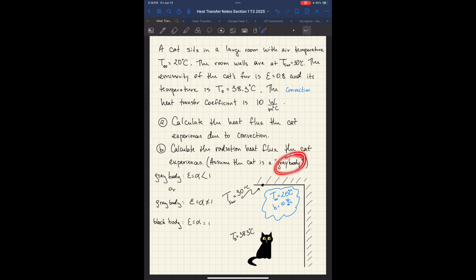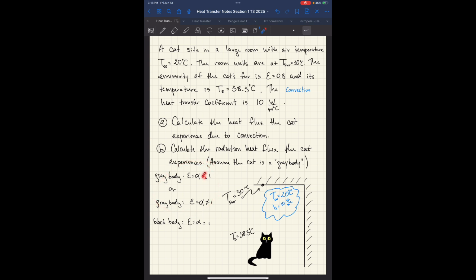So gray body just basically means that the emissivity of the cat is equal to the absorptivity of the cat, which is basically not equal to 1. Okay, so gray body is in a way similar to a black body, in that epsilon equals alpha, but it's different from a black body in the sense that it does not equal 1. Okay, I kind of summarize it over here. So I wrote it in two different ways.